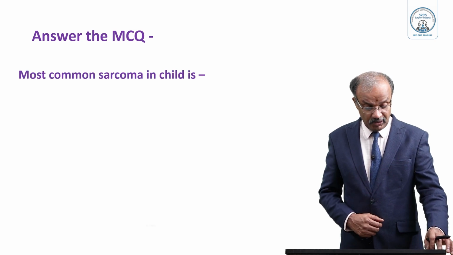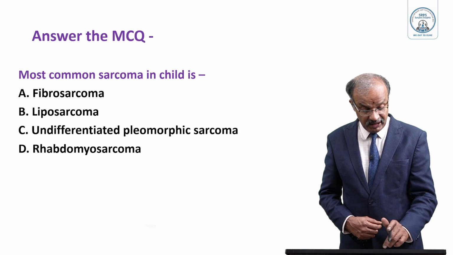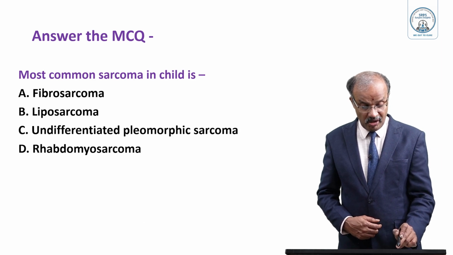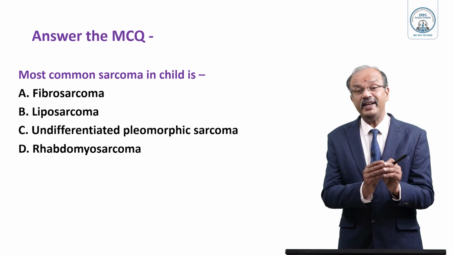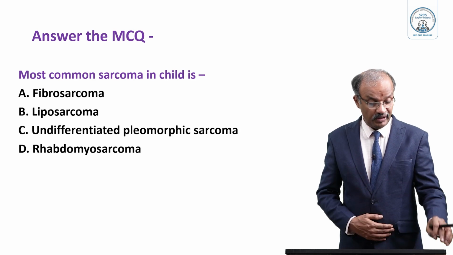And answer this MCQ. Most common sarcoma in a child is: fibrosarcoma, liposarcoma, undifferentiated pleomorphic sarcoma, or rhabdomyosarcoma. Put the right answer in the comment box. We'll discuss that in the comment box.